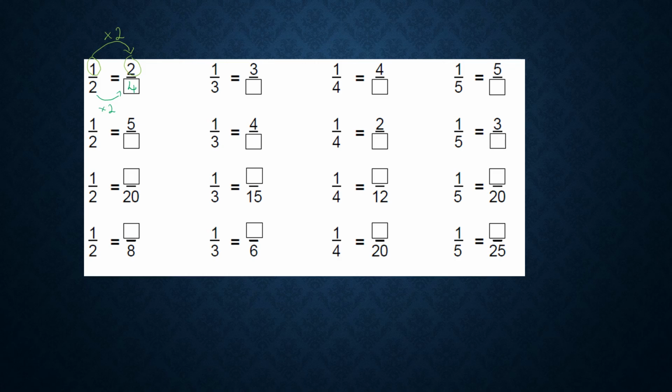The next one along, we've got a third, and it's going into 3 over something. So on the top number, I've times it by 3, and I also need to do that to my bottom number. And if I times 3 by 3, it's going to give me 9. So 1/3 is the same as 3/9. Now, if you pause the video here, we're then going to go through the answers as soon as you have unpaused the video.